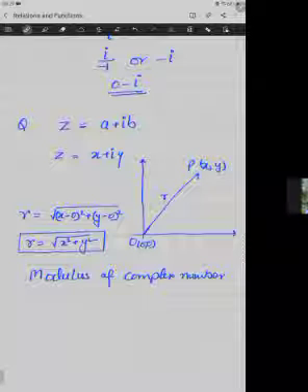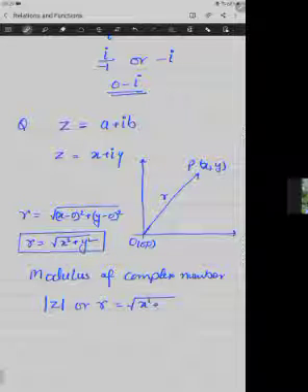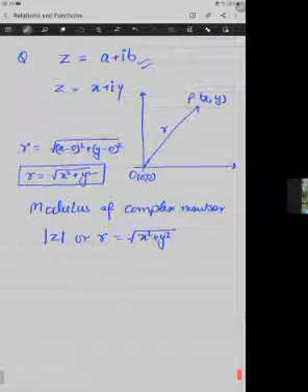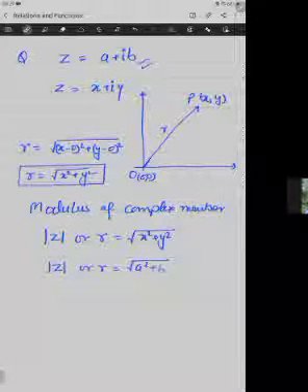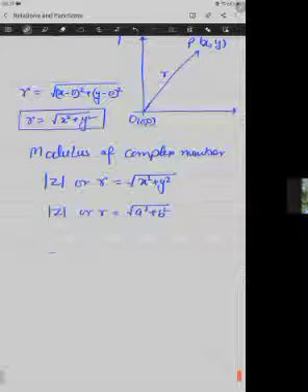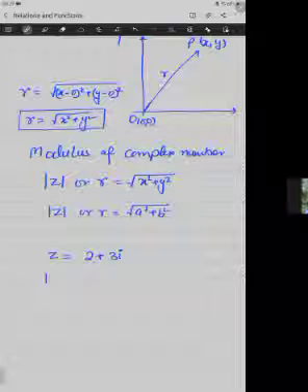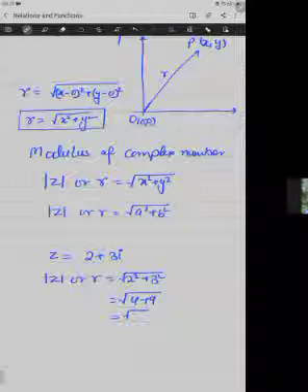Modulus of a complex number, we can represent as mod z. This only is known as r. This is under root x square plus y square. If we need to calculate it, then mod z or r will be under root a square plus b square. If a complex number is given, z equals 2 plus 3i, then its mod will be under root 2 square plus 3 square, under root 4 plus 9, under root 13.